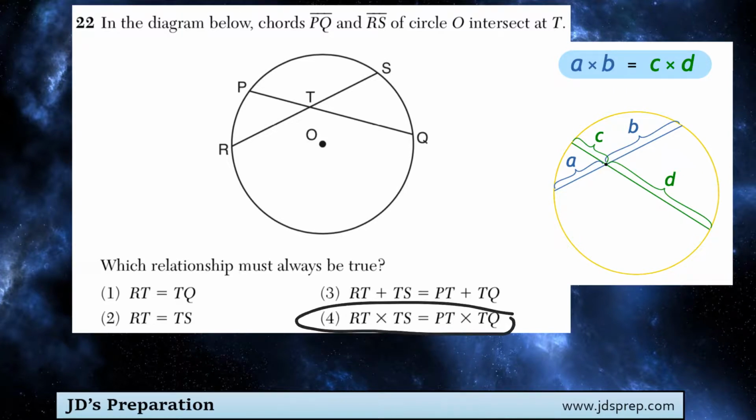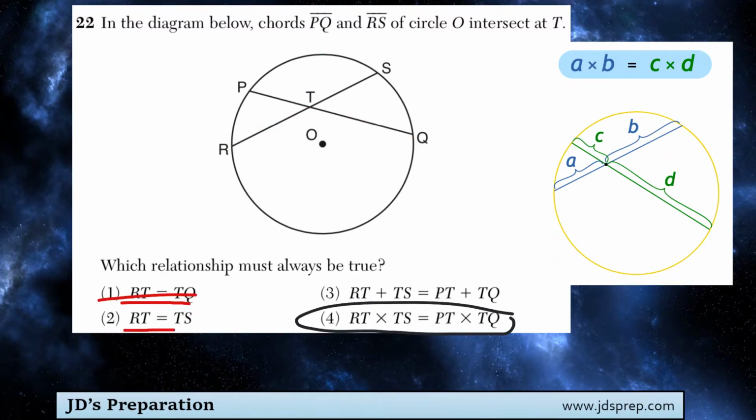But if you weren't familiar with the intersecting chords theorem, you could also troubleshoot that the other three wouldn't always be true. First of all, take a look at RT equals TQ. You should be able to tell visually just by looking at them that they're not the same length. And even if we drew, what if RS went like this? Then RT would definitely not be the same length as TQ, right? So that's definitely not always going to be true.